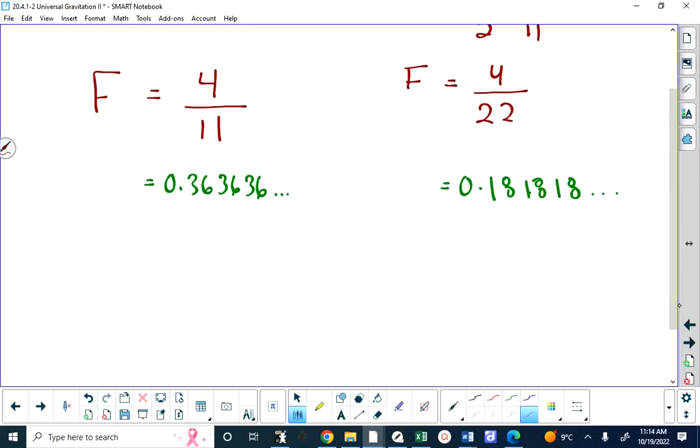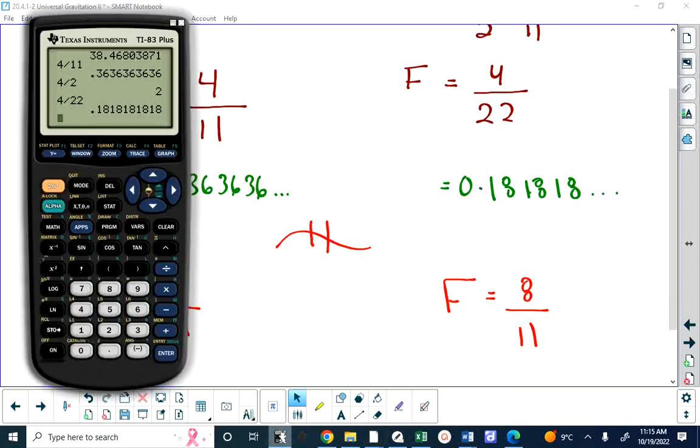What happens if I were to go instead, totally different question, from 4 over 11 to 8 over 11? So I've doubled the top now of this fraction. What happens to the whole fraction? Well, we already know what 4 over 11 is, but I'm going to recalculate it. 4 divided by 11 is that number. What's 8 divided by 11? 8 divided by 11 is this number, which is twice as great. So when we double the top, the fraction becomes twice as great.